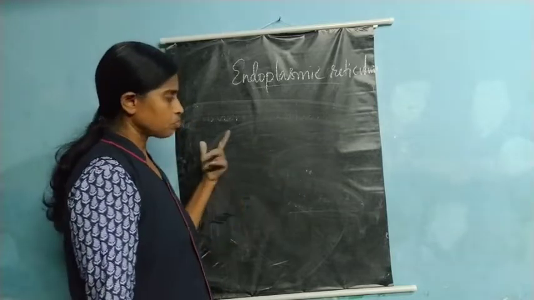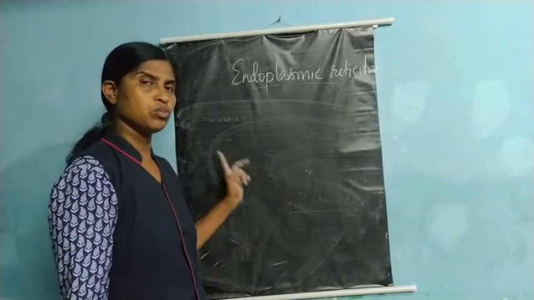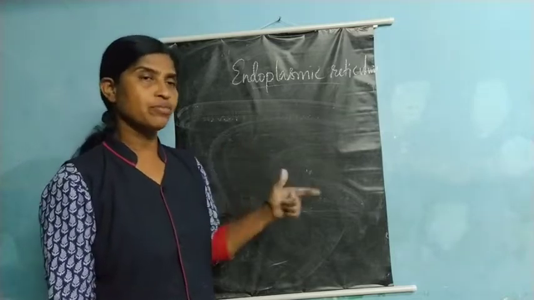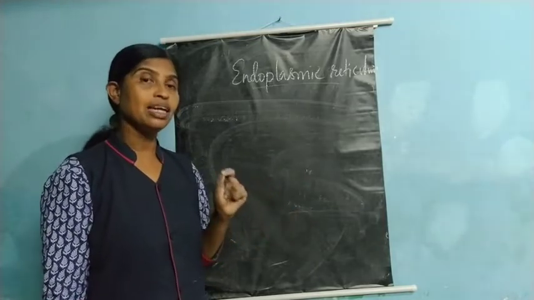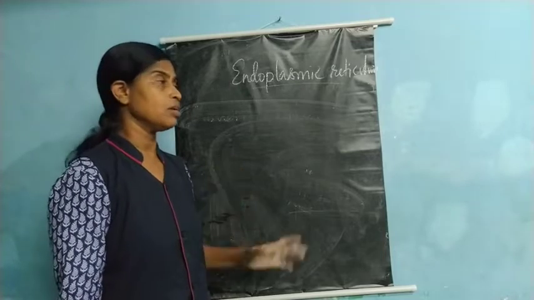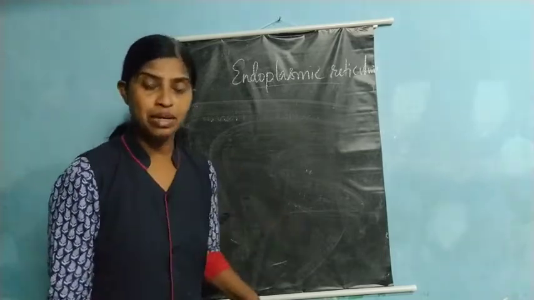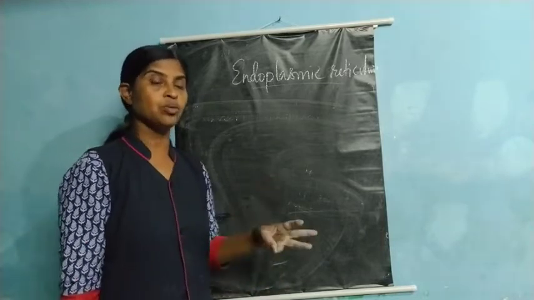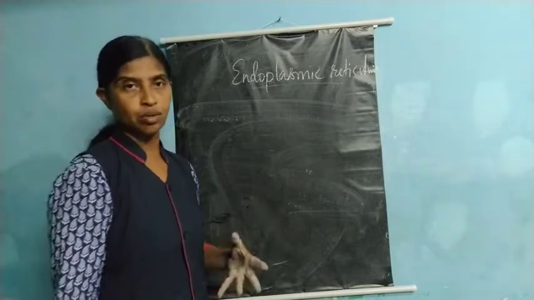And also, I told you smooth endoplasmic reticulum helps in the detoxification of toxic substances, especially in the liver cells. This happens in liver cells. Okay, children, this is all about endoplasmic reticulum. Understood? Right? So we studied nucleus, also we studied endoplasmic reticulum.